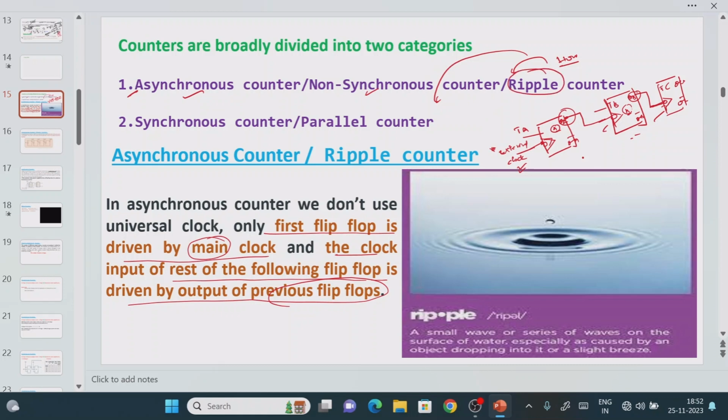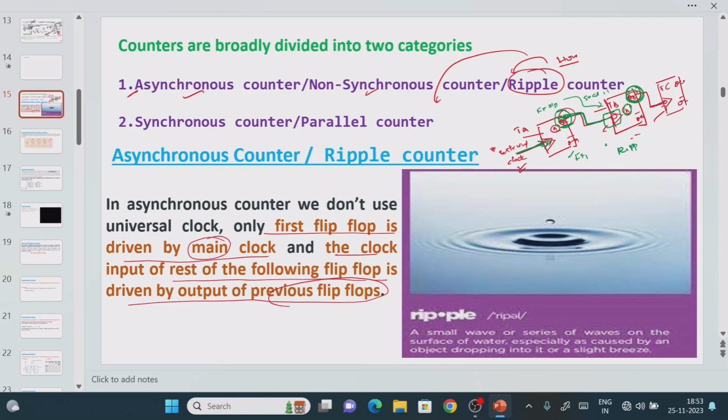Ripple counter means, now if you observe one important point, if you want to get the first flip-flop output, what is it? QA, right? If you want to get the first flip-flop output, we need to give the external clock pulse. Then only you will be getting the output for the first flip-flop. Now if you want to get the second flip-flop output, QB, it completely depends upon the output of the previous flip-flop, right? Because the clock pulse for the second flip-flop is connected to the first flip-flop output. It means the first flip-flop output should be generated, then only it will be given to the clock pulse of the second flip-flop, so that it will produce the output value, right?